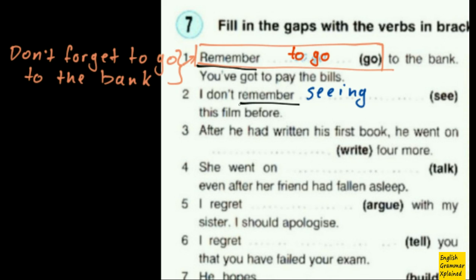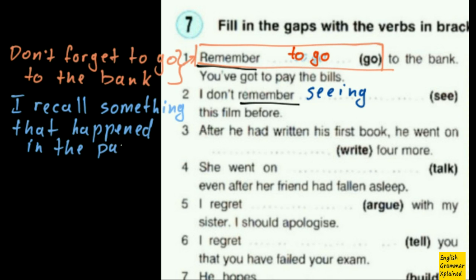And what about number 2? I don't remember seeing. When I use ing form, I just recall some events in the past. This is all about past. So here, in number 1, we talk about present. We talk about future in some way. But in number 2, we talk about past. This is about past. This is about present, and maybe future in some way.